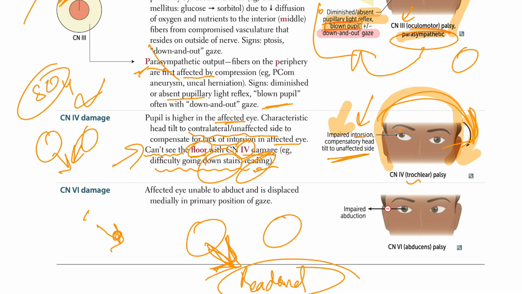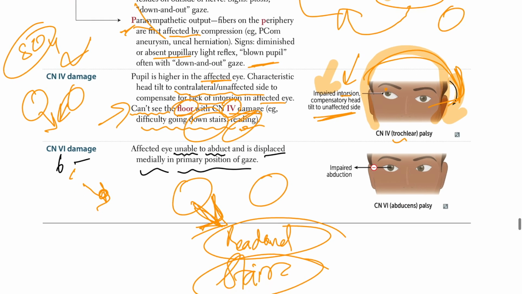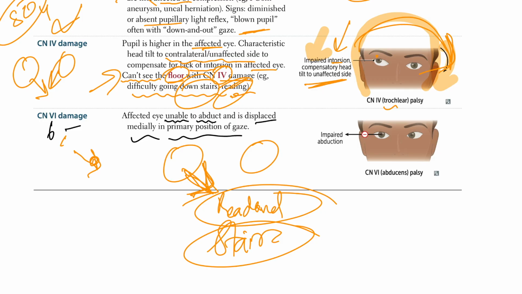Now looking at the last one here is a CN6 damage. CN6, which is the abducent nerve damage. Okay. Affected eye would be unable to abduct and is displaced medially in the primary position of the gaze. So here, if you recall what it was doing, the normal function of CN6 was, again, LR6, lateral rectus. What is the function of lateral rectus? Is moving the eye laterally, right?